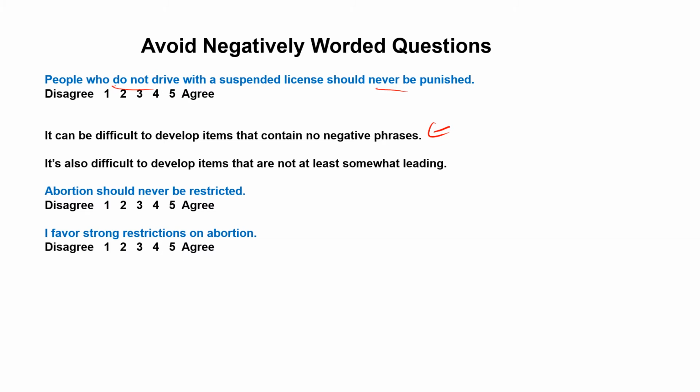It's also difficult to develop items that are not somewhat leading, such as, and again, relevant, "Abortion should never be restricted," or "I favor strong restrictions on abortion." This word "restricted" and the word "never" are leading words. "Strong" is a leading word. However, the way they're worded might be leading, but at the same time, they're done so that they get accurate representations of what people are looking at.